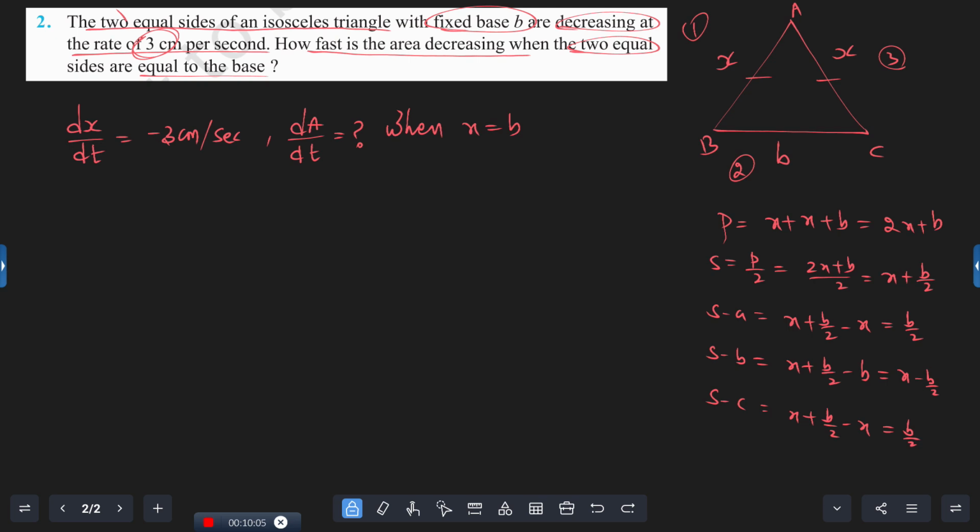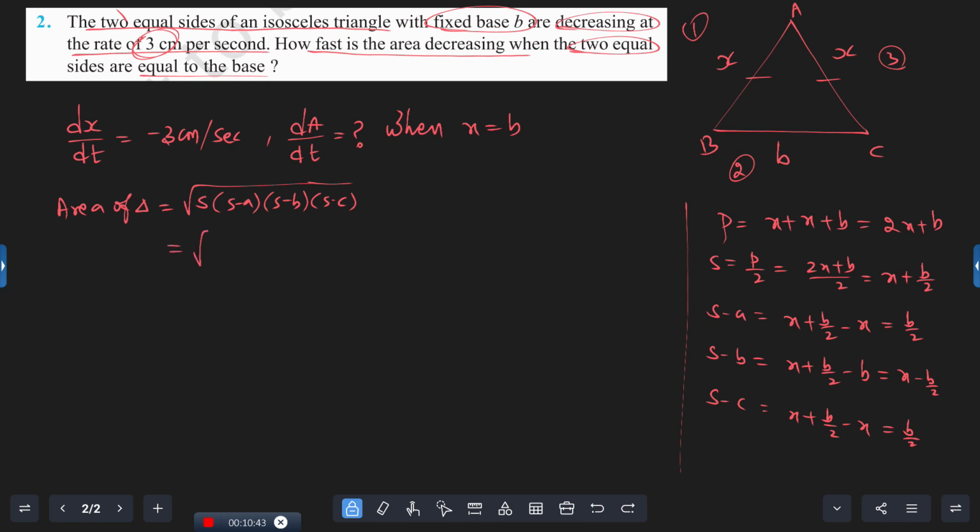Why am I finding all these things? Area of triangle, do you remember? Because only the area they said is decreasing. Area of a triangle is 1 by 2 base into height also, which you can use. By using Pythagoras theorem, if you draw one line, h you can find very easily. That is also possible. Here I'm using Heron's formula: square root of s into s minus a, s minus b, s minus c.